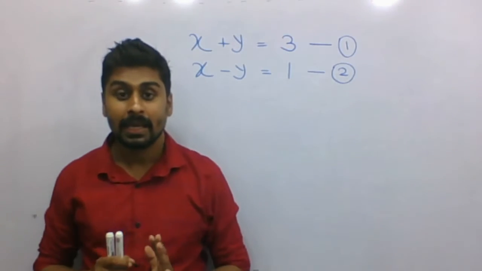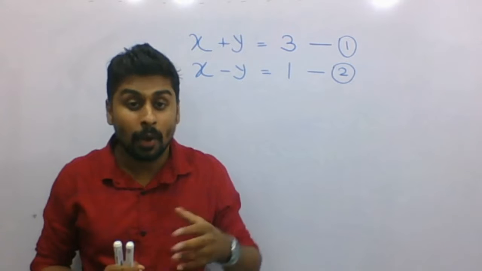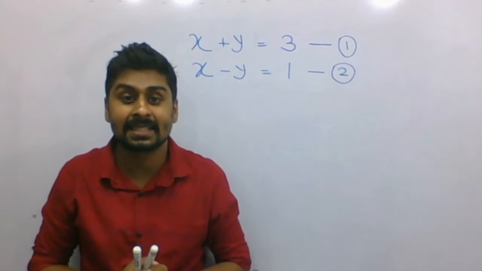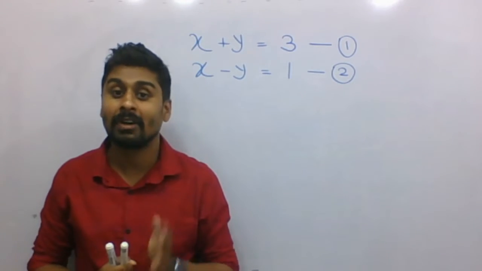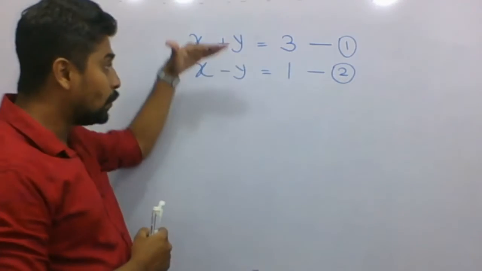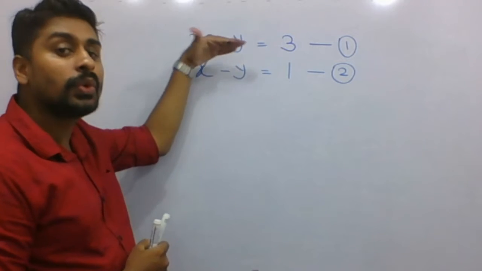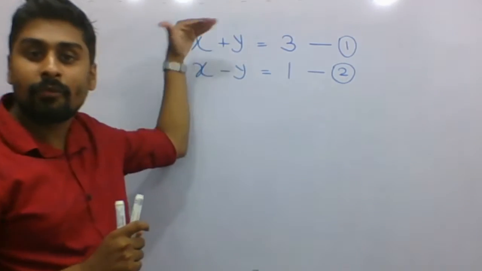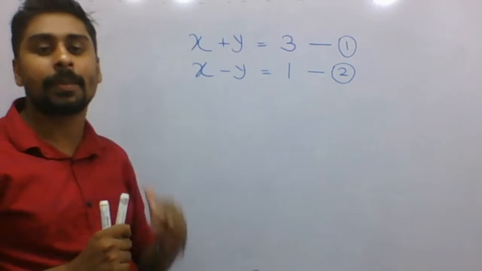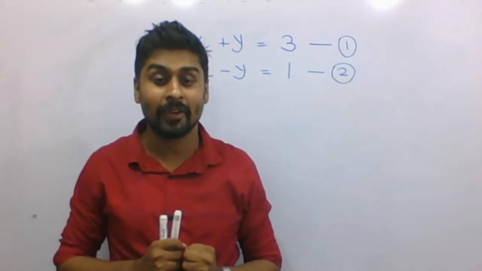Then I can remove it. After that, how to remove this value, this x, this unknown term? What is the most important thing? You have to add two equations, or you have to subtract two equations. One of those two you must do. When we add or subtract these two equations, the unknown term we want is removed.